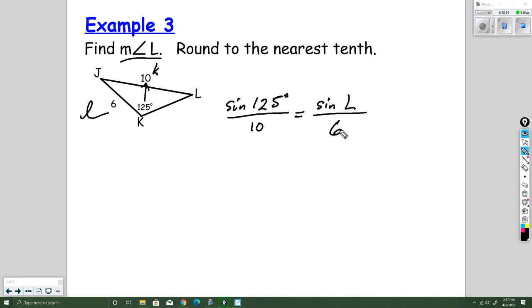Once again, we're going to cross multiply and solve. I always say cross multiply and solve because cross multiply and divide might not be all that we have to do. So in this case, we have 10 times sine of L equals 6 times sine of 125.